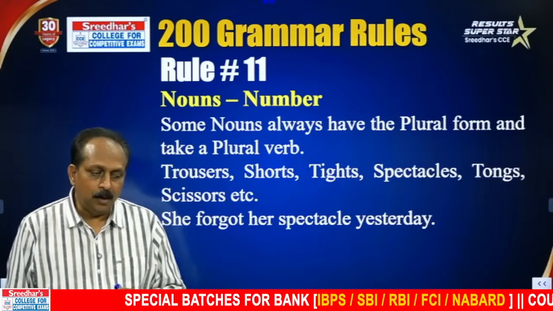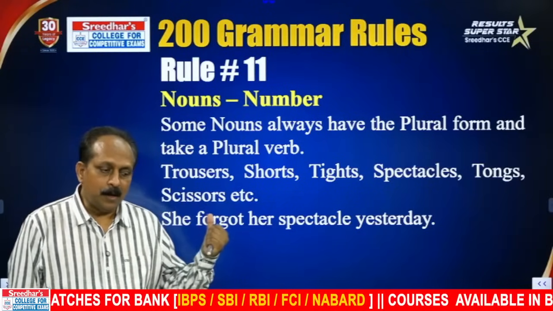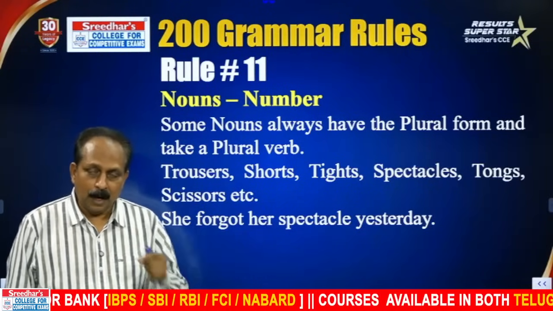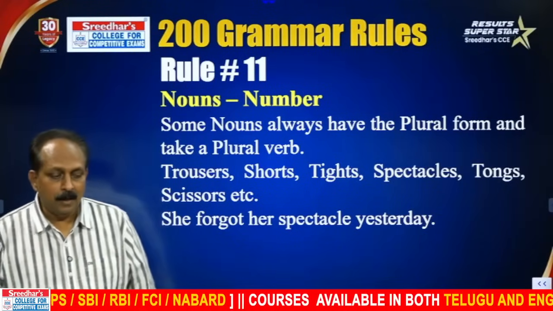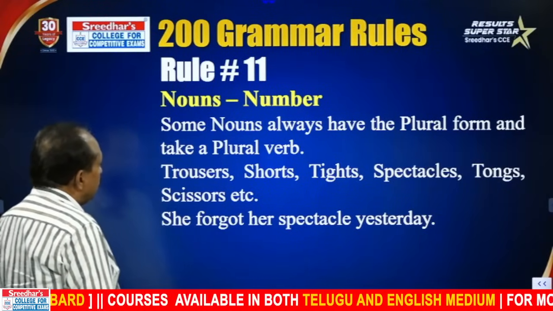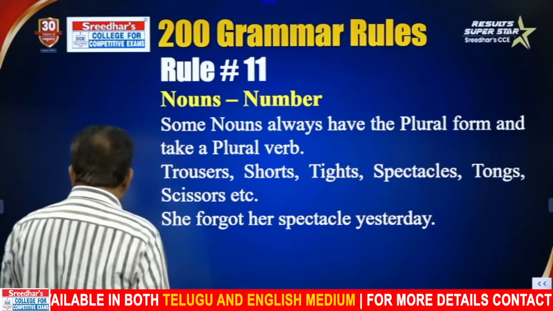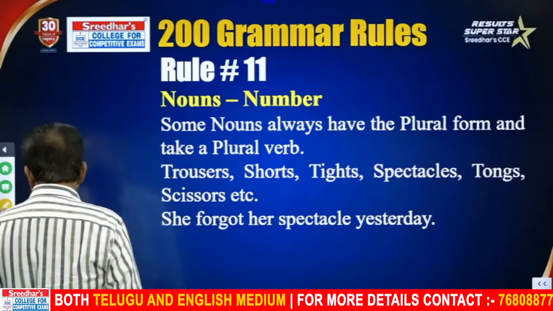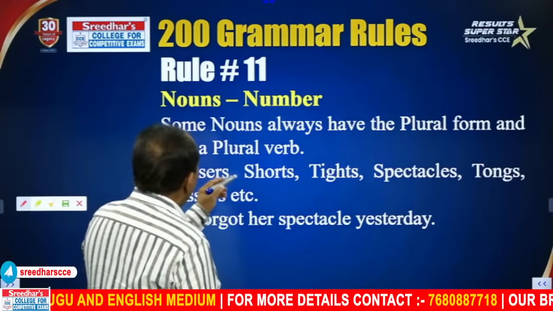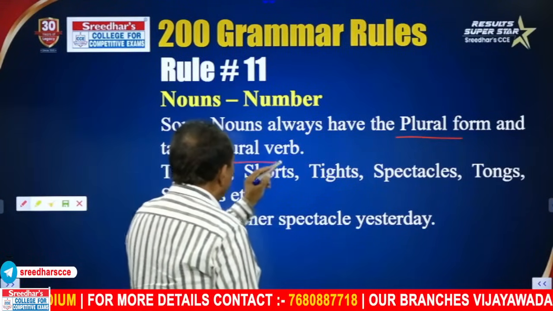But let me tell you a word of caution. Many competitive exams have given questions based on these rules. That means these rules are very important and they all go with number. Let us see rule number 11. Some nouns always have the plural form and take a plural verb.